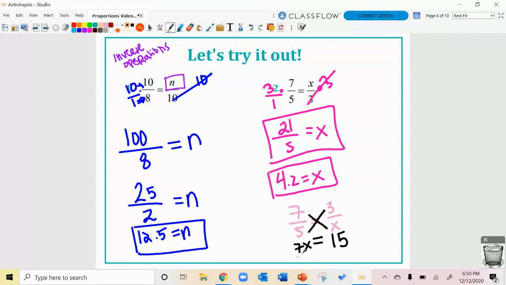My next step, I now see multiplication, so now I'm going to do division. I just do what algebra has taught me, and I would have 15 sevenths. It was a different question, that's why it has a different answer.